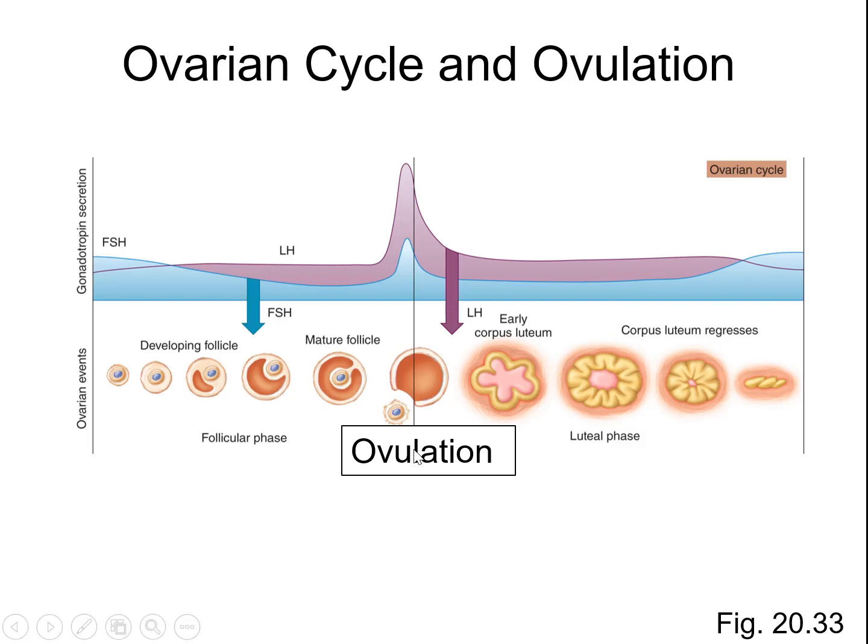So just for frame of reference, out of 28 days, day 1 of the cycle is when the female starts menstruating. So that's when she gets her period. And so if it's a 28-day cycle and day 1 is the first day of menstruation, ovulation again occurs right in the middle, which is at day 14. So this right here at day 14 would be ovulation. And then in the beginning, this would be day 1, the menstruation. And then all the way over here would be day 28.